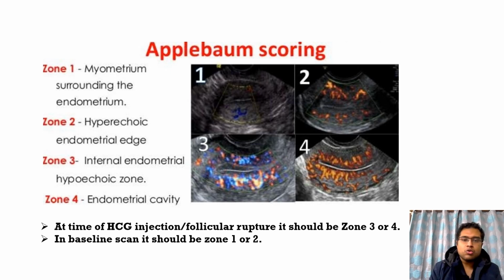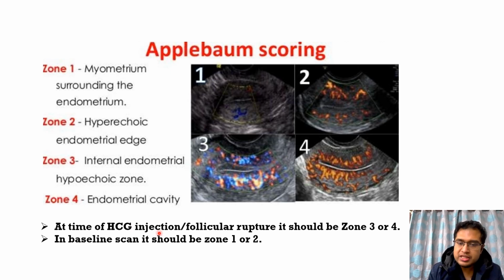And there is another scoring system, that is zones, that I was talking about in my color Doppler slide. That is zone 1, 2, 3 and 4. Zone 1 is when you put the color Doppler box in the uterus and we see vascularity in the myometrium surrounding the endometrium. Zone 2 is when the hyperechoic endometrial edge has vascularity. Zone 3 is when the internal endometrial hypoechoic zone has vascularity, and zone 4 is when the endometrial cavity as such shows vascularity. As we go from zone 1 to zone 4, the vascularity towards the midline increases.